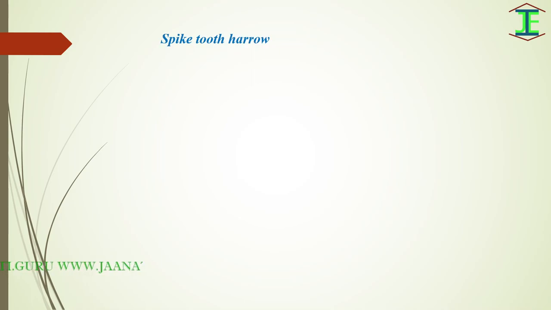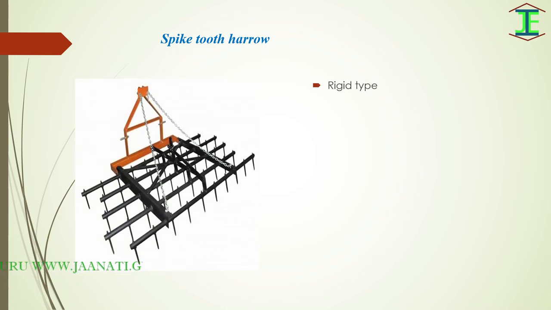Other harrows, first one, spike tooth harrow. In spike tooth harrow, there will be spikes. The spikes are the cutting elements for the spike tooth harrow. There are 2 types of spike tooth harrows, rigid type and flexible type. Rigid type is mostly used for animal drawn, and flexible type is used for tractor drawn harrows.